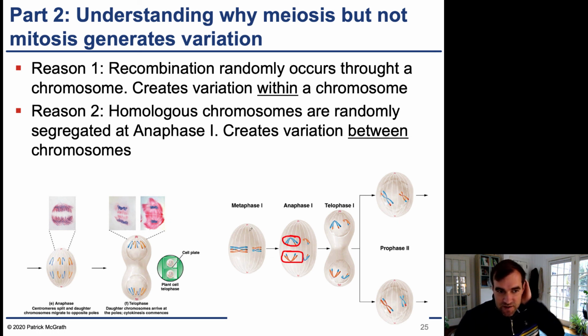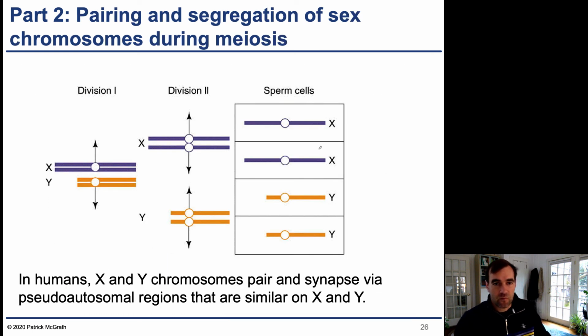The other reason is that homologous chromosomes are randomly segregated at anaphase I. When these homologous chromosomes are separated, in this case, chromosome 1 that is mostly from the mother is paired with a chromosome 2 that's mostly from the father. But in a different meiosis, you could have a completely different situation where this one and this one are paired together into the cell. And so because of that, all of the products of meiosis are very different from each other.